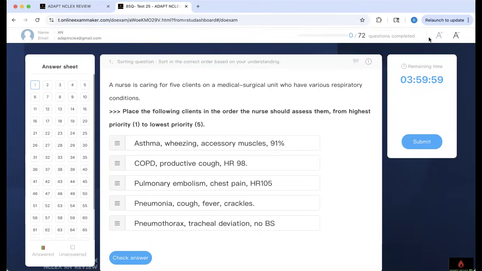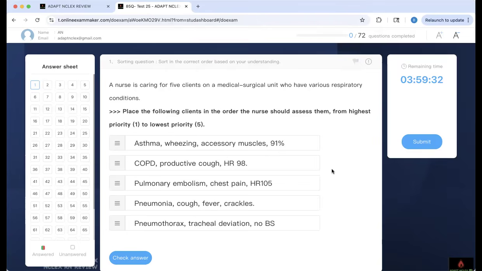First question. As usual, prioritization. But what? In the form of multiple patient prioritization. That's what the new test plan was emphasizing. Place the following clients in the order the nurse should assess them from the highest to the lowest. You know them. Don't worry. It's in the form of what? Arrangement. Just consider them as if there's no arrangement and answer the question the way you would usually.